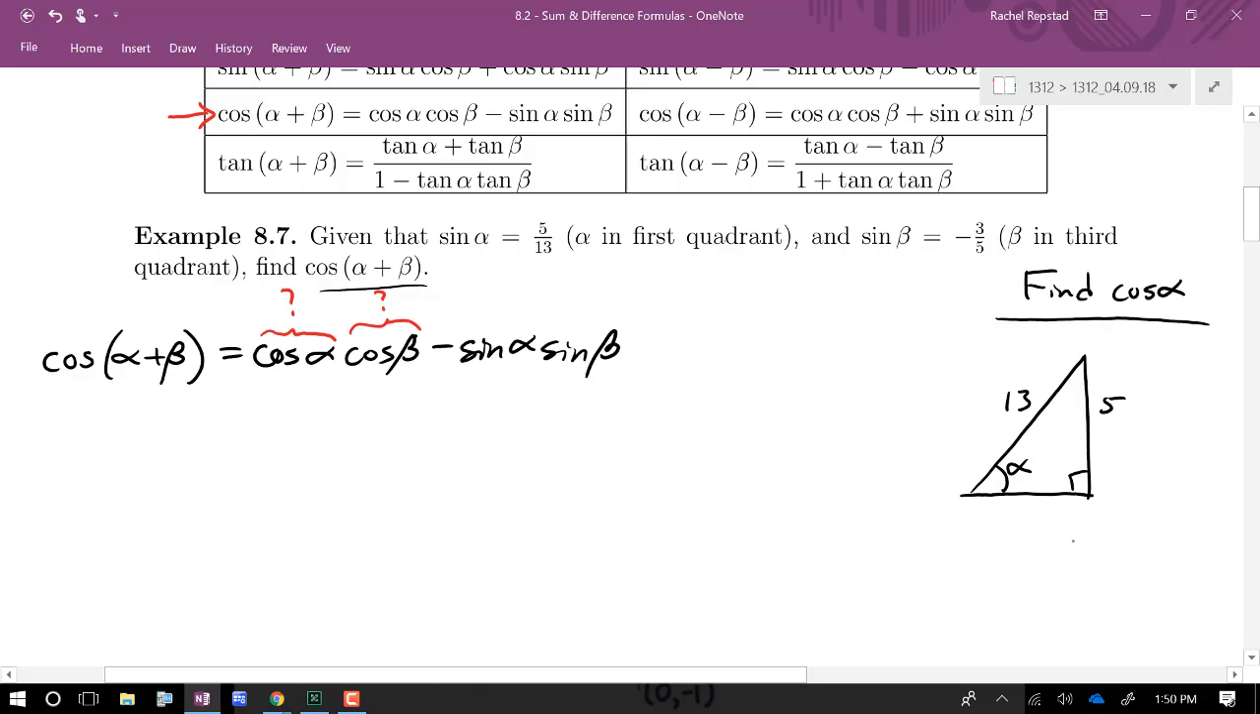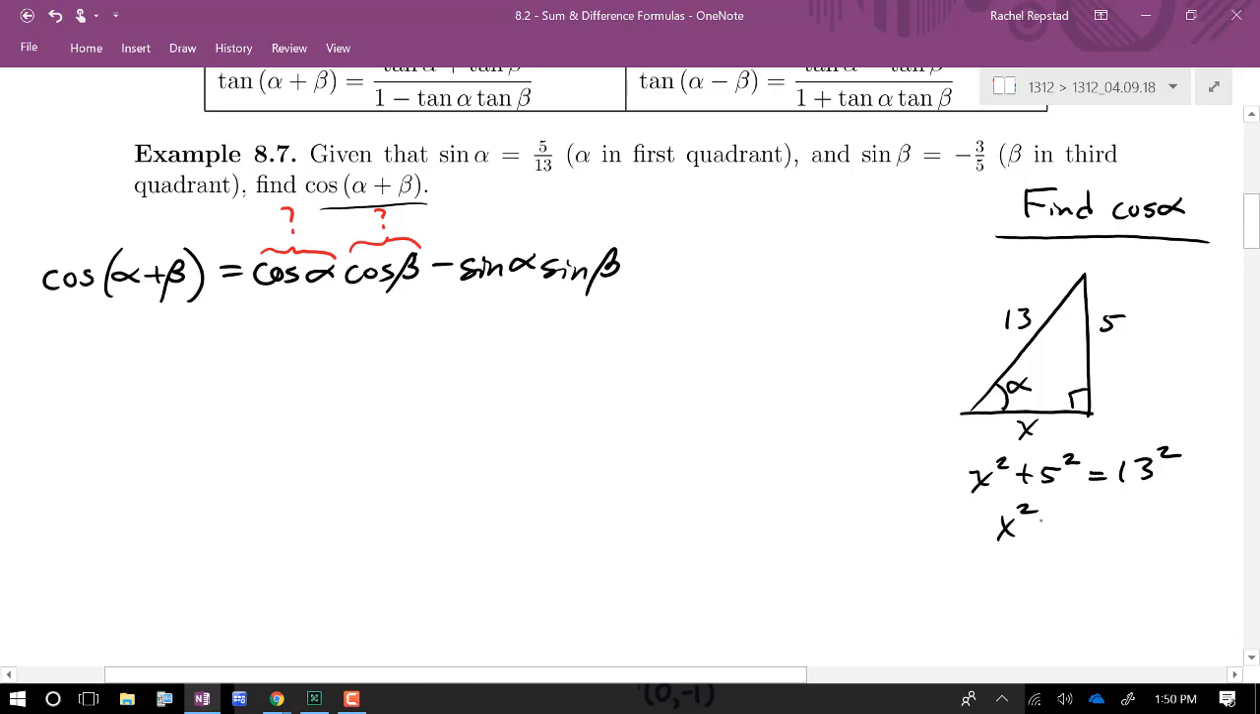What do we do? Pythagoras. All right. So I'll call this side x. Pythagoras tells us that x squared plus 5 squared is equal to 13 squared. And so x squared is 13 squared minus 5 squared. 169 minus 25. Oh, 144. And so, square root and all that, we get x is 12. We know it's going to be a positive 12 because they told us that alpha was in the first quadrant, so both the sides will be positive.